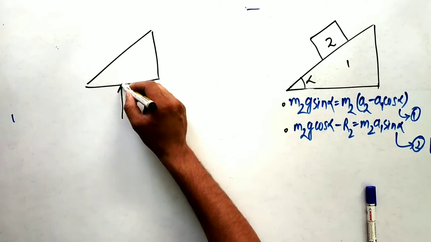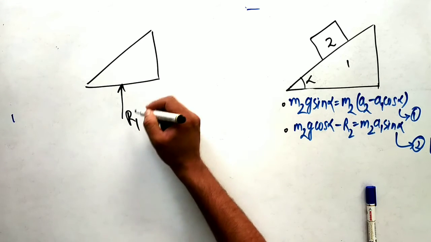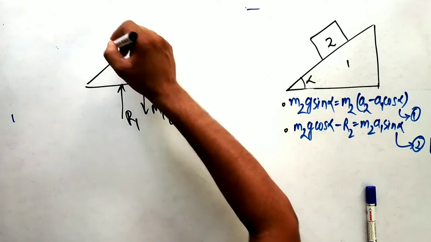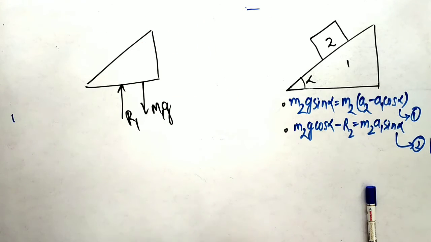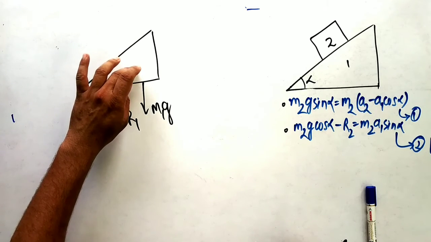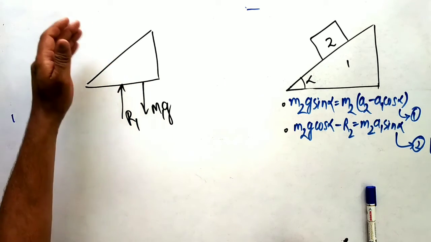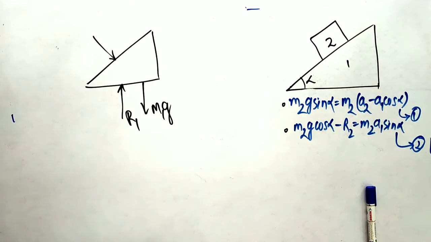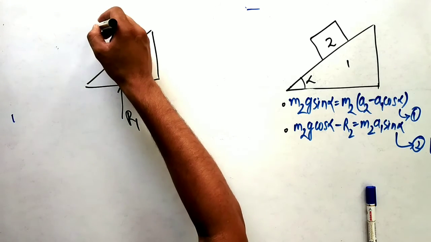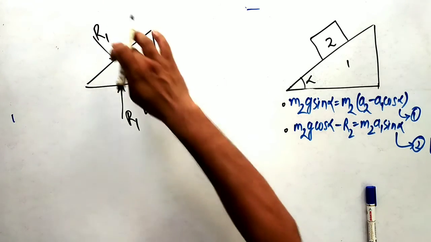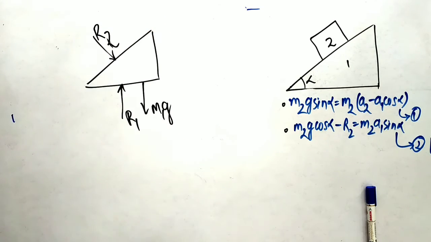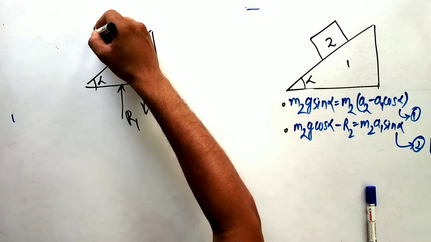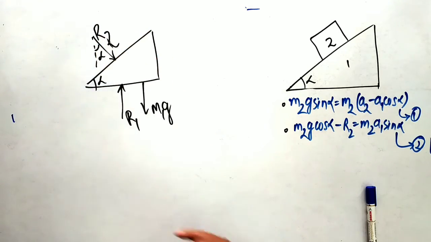Now we'll talk about the wedge, the forces acting on it, and the equations for it. We have R1 reaction acting upwards, M1G acting downwards. The reaction which the block 1 applied on 2 is going to act in the opposite direction at 1, the name of which was R2. Now if this is alpha, this is going to be alpha.